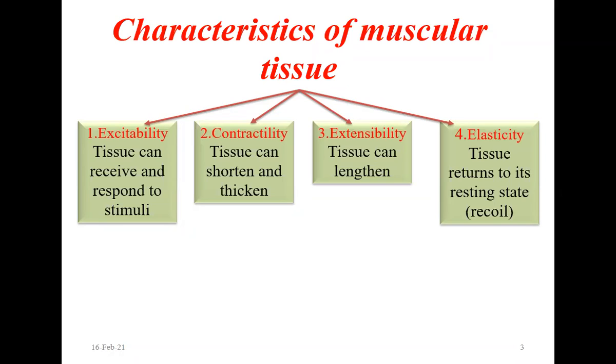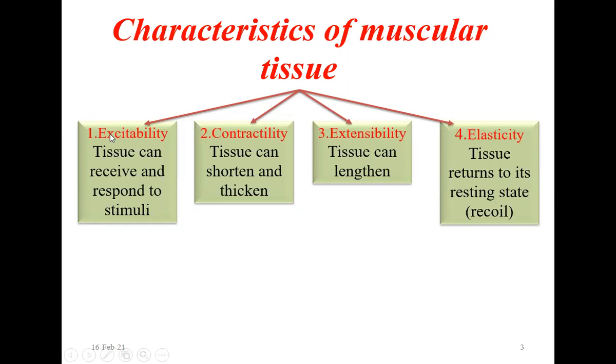That is called the resting state, and that is called recoil, when any external pressure is not there, then it will return back to its normal position. This is called elasticity. So these are the four features of the muscular tissue. These features are not there in the bone tissue. This is specialized for the muscular tissue.